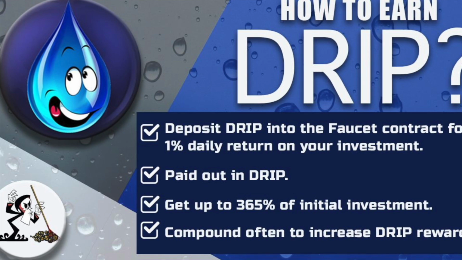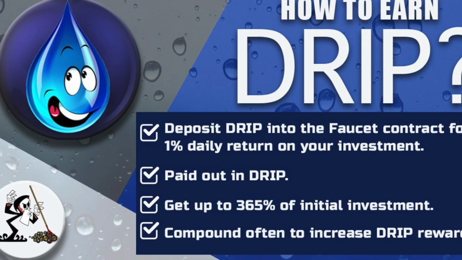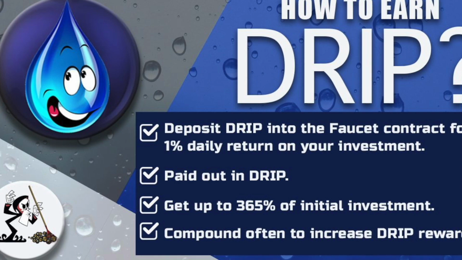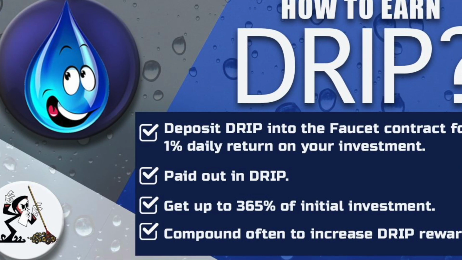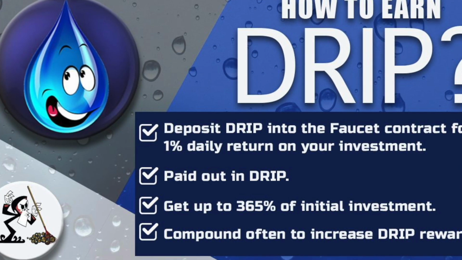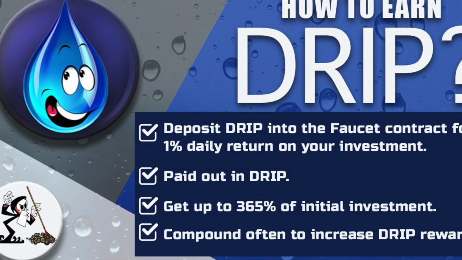Continue to roll and roll and roll. That means that one, Drip is being taken out of circulation because you're rolling it. And two, you're getting a larger return on your investment. So this is one way to play the game.